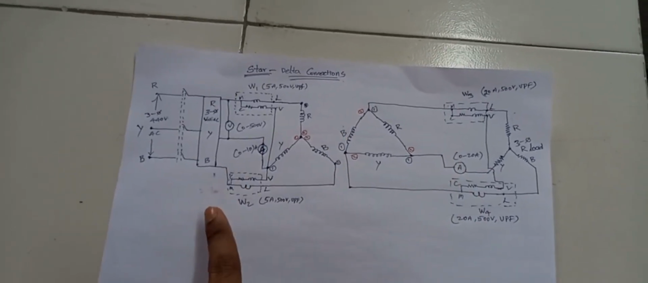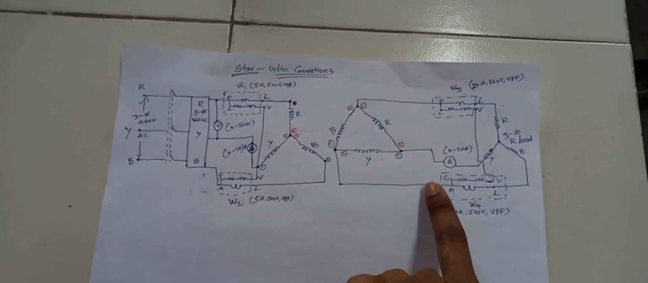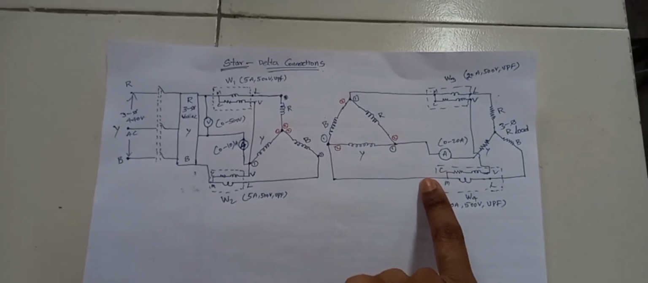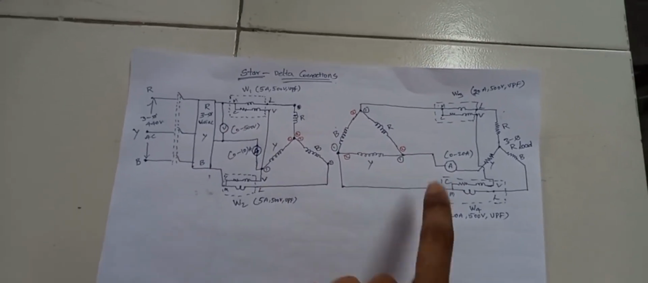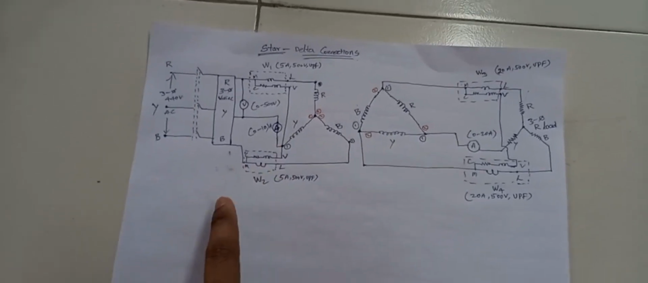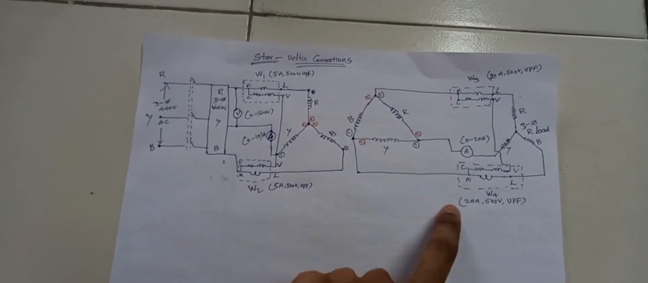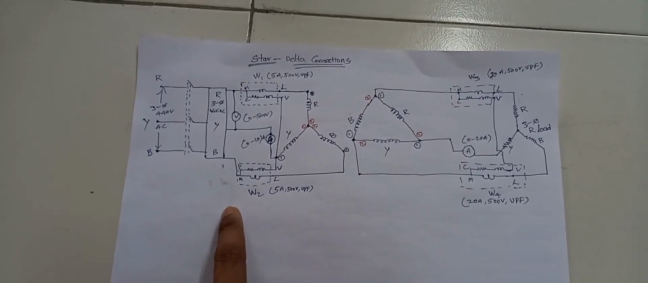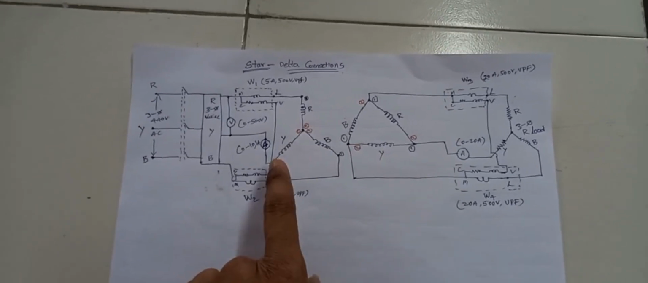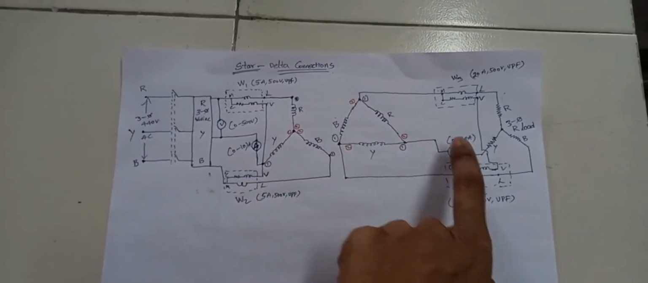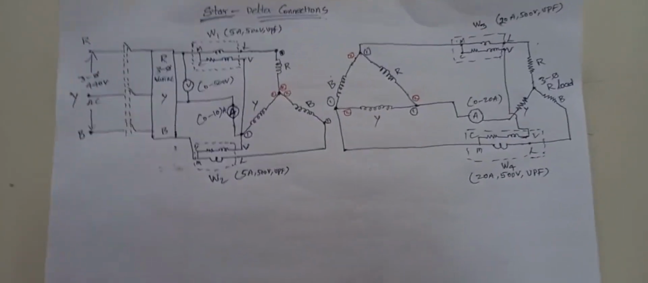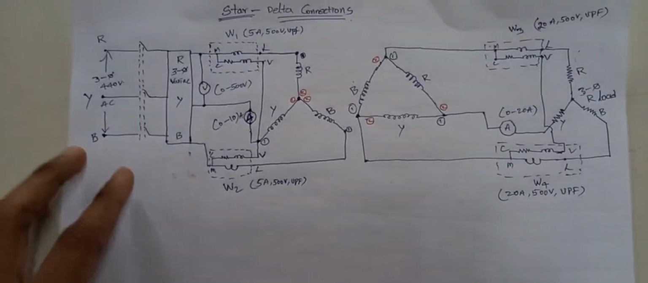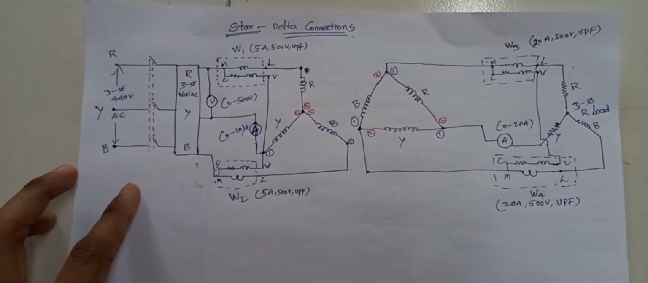If we need a delta to delta connection, in the sense that the delta connection at the load end is connected at the source end also, then that one is a delta to delta connection. If we want a delta to star, in the sense that at the source end we connect a delta connection and at the load end we connect a star connection. So these are the different types of connections. Here this one is a star connection.